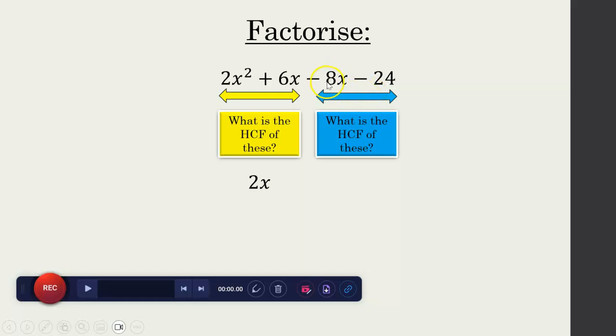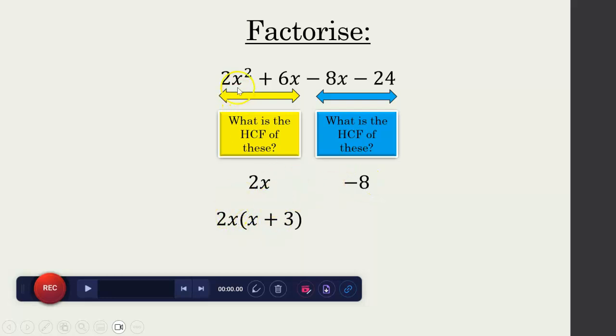Now let's look at this. Look at the numbers. I have minus 8 and minus 24. I have an x here, but no x here, so I can't divide both things by an x. I'll only look at the numbers. Well, what's the highest common factor of these two numbers? Well, it's minus 8. I can divide this by minus 8. I can divide this by minus 8. Now you're probably wondering, why didn't we choose plus 8? Well, we could have, but we'll see why I chose minus 8 in a second. So, okay, the highest common factor of these is 2x, and the highest common factor of these is minus 8.